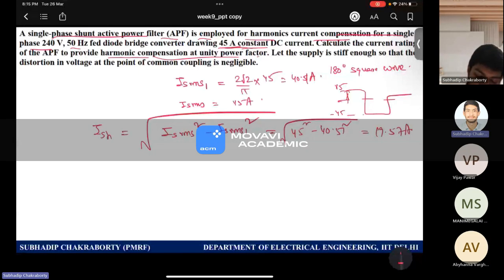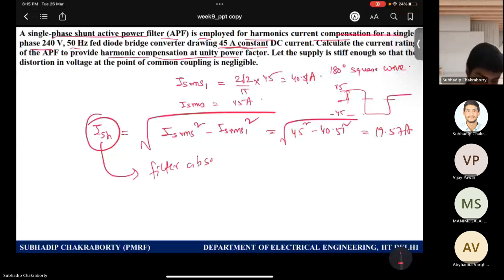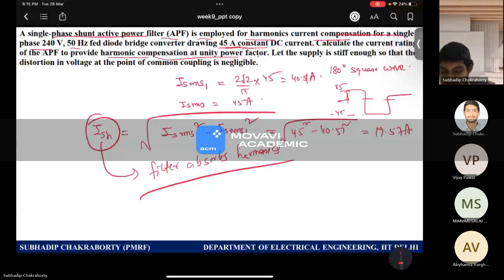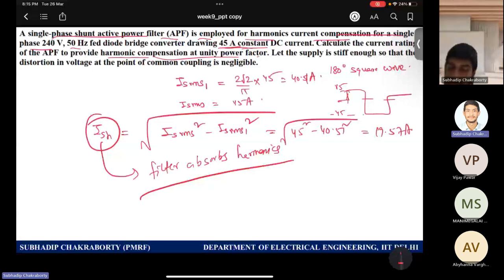So who will absorb these harmonics? The filter. So the current rating is without any source impedance, so all the harmonics will be directed towards the filter, right? So the current rating is 19.57 amps. Understood? This is easy.